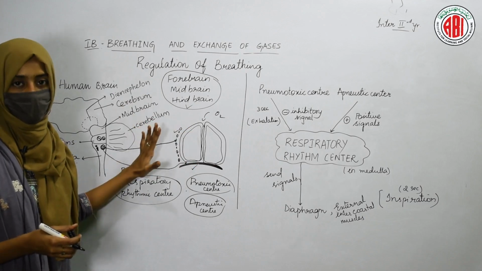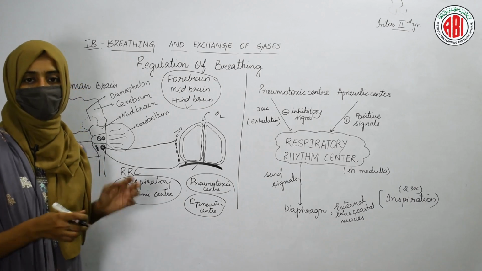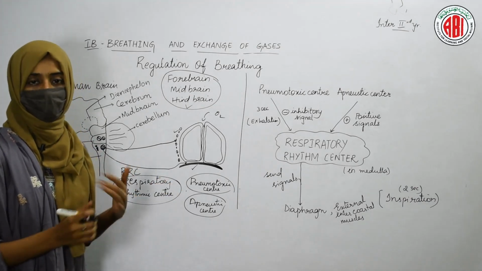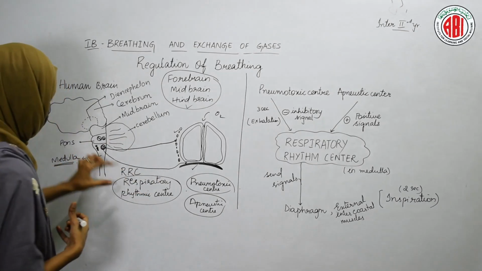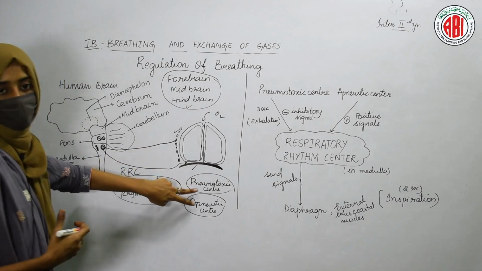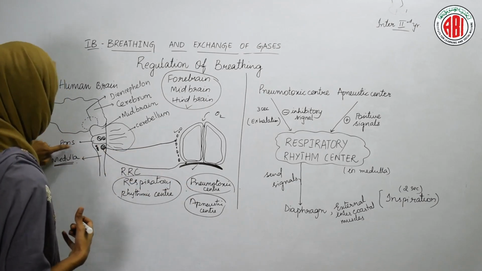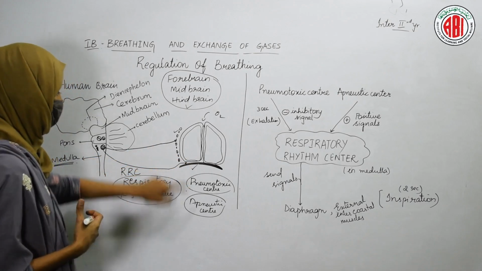The respiratory rhythmic center cannot work on its own. It cannot send the signals by itself. It also needs some stimulation. So the respiratory rhythmic center gets stimulated by these two centers that are present in our pons, and those two centers are the pneumotoxic center and the apneustic center.